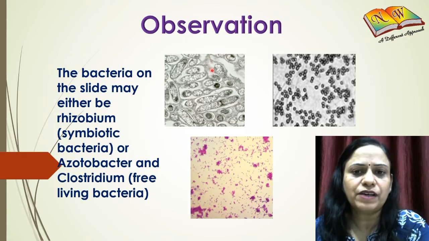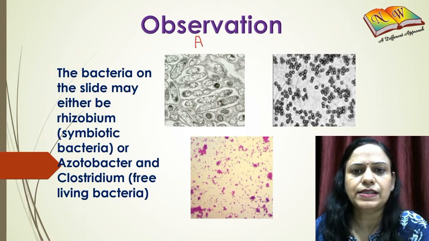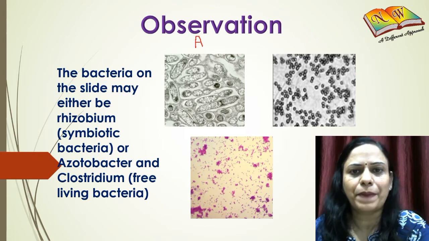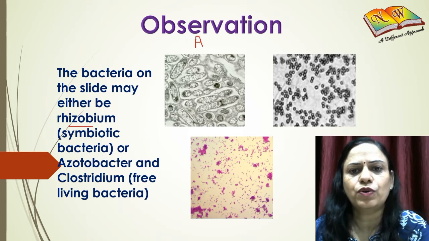So you may observe three different kinds of organisms here. If you observe something like this, I'm talking about the first figure, let's call this figure A. This is a microscopic image of rhizobium. So rhizobium would look something like what you're seeing in A.